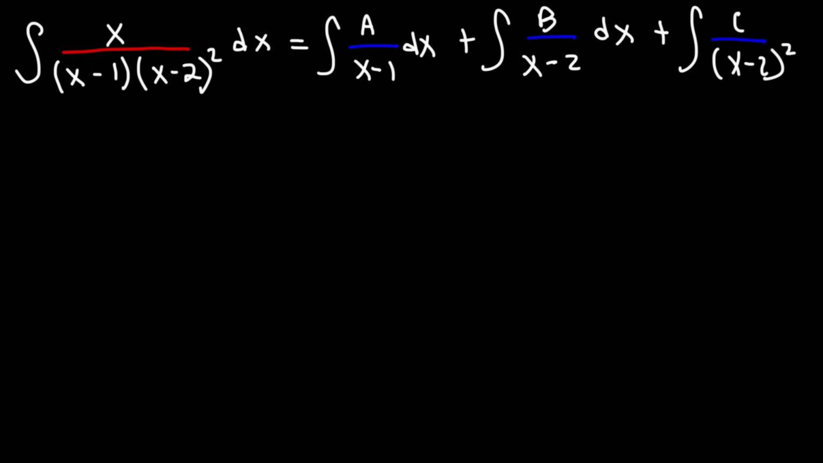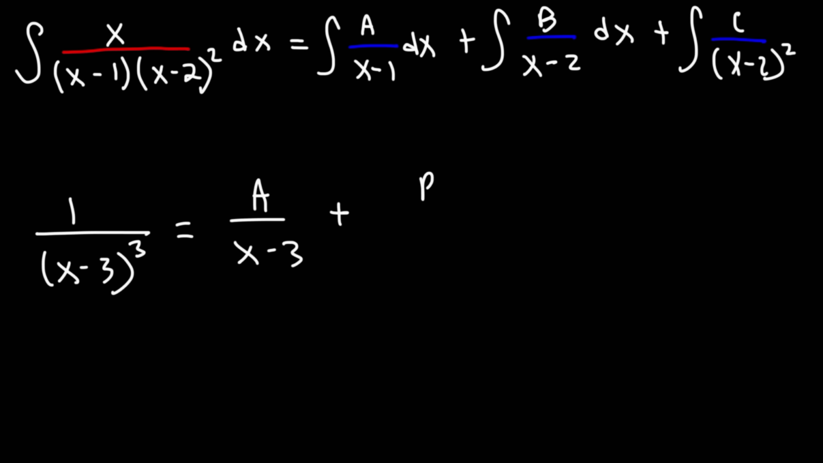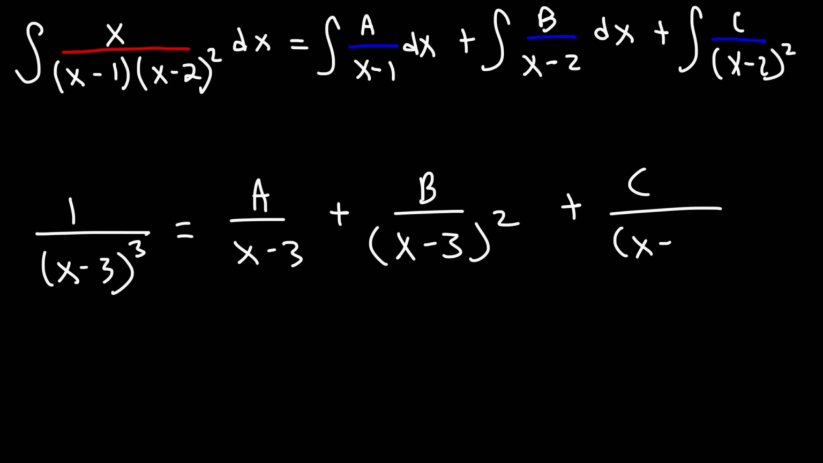For instance, let's say we have 1 over x minus 3 to the third power. To break it up using partial fractions, this would be a over x minus 3 plus b over x minus 3 squared, and then plus c over x minus 3 cubed. So that's how we would set up the problem if this was raised to the third power.